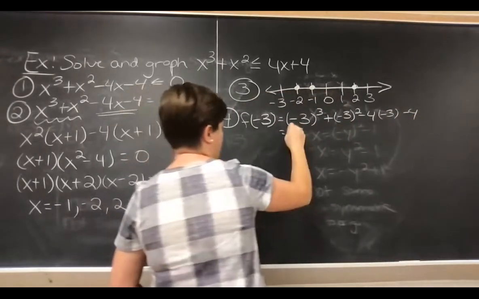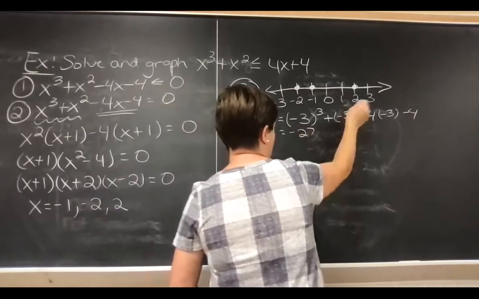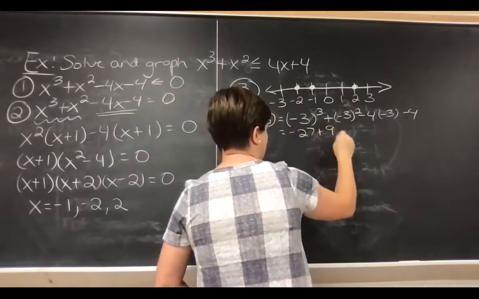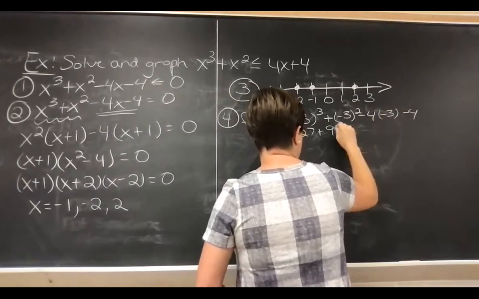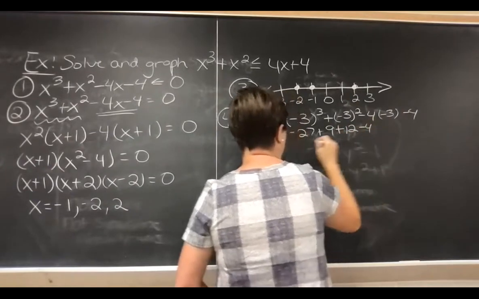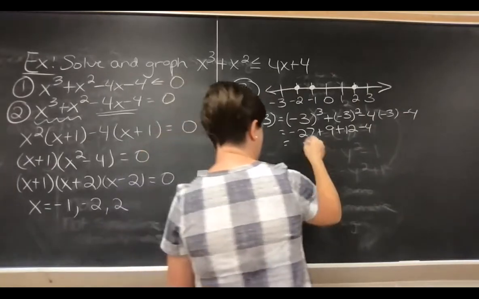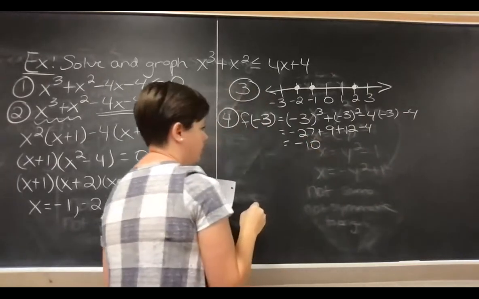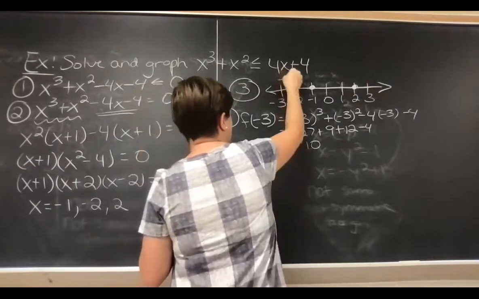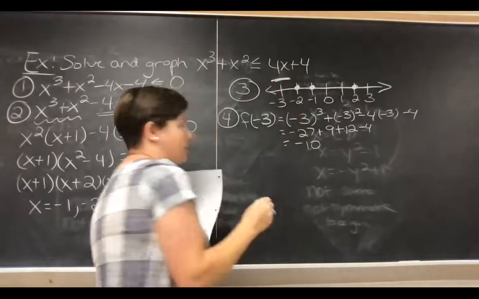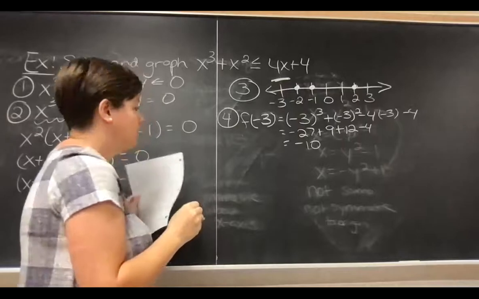-3 cubed is -27. -3 squared is +9. -4 times -3 is +12. And then I will add them all together to give me -10. That is less than 0. All I need to do is go up here and write that that is a minus in that section.